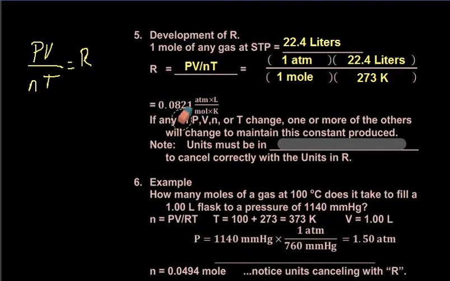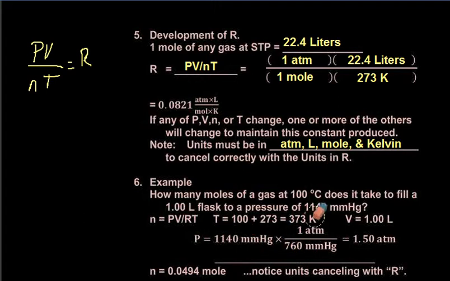So if we change any of our pressure, volume, number of moles, or temperature, one or more of the others will also have to change to maintain this constant. Our units must be in these to cancel correctly with the units in R. So we're going to have to convert our pressure, liters, moles, or temperature to these units so that we can use the 0.0821.